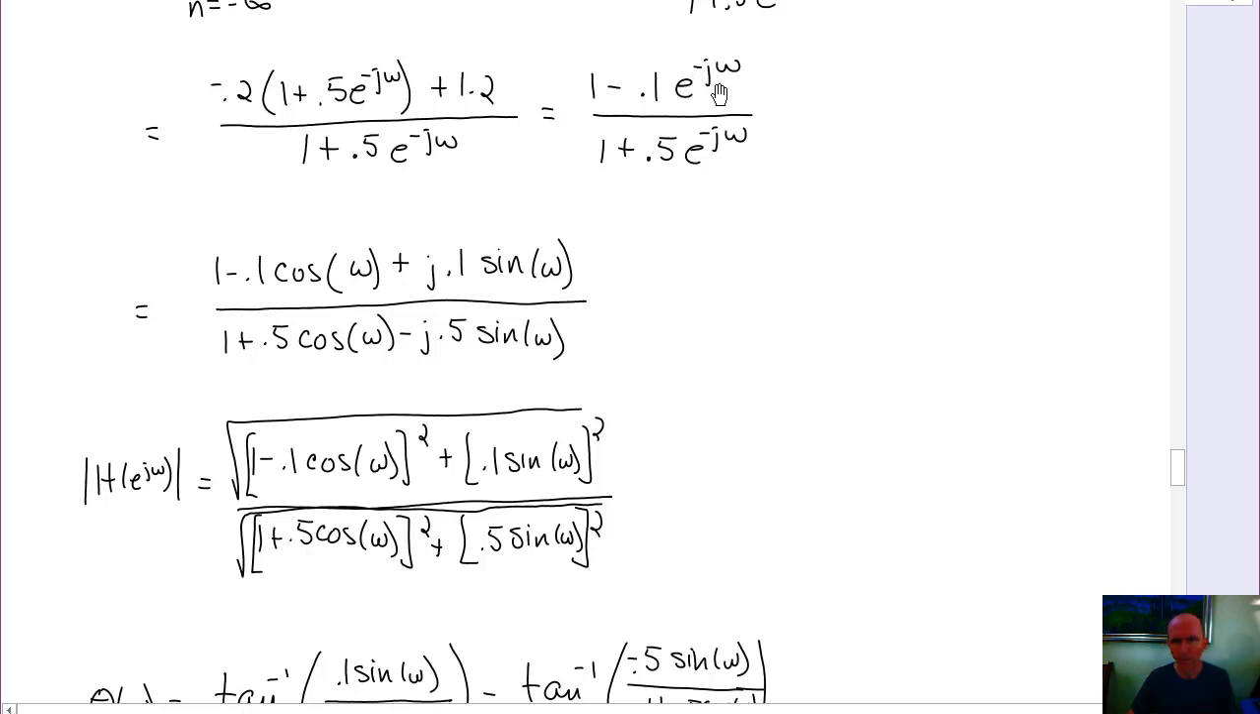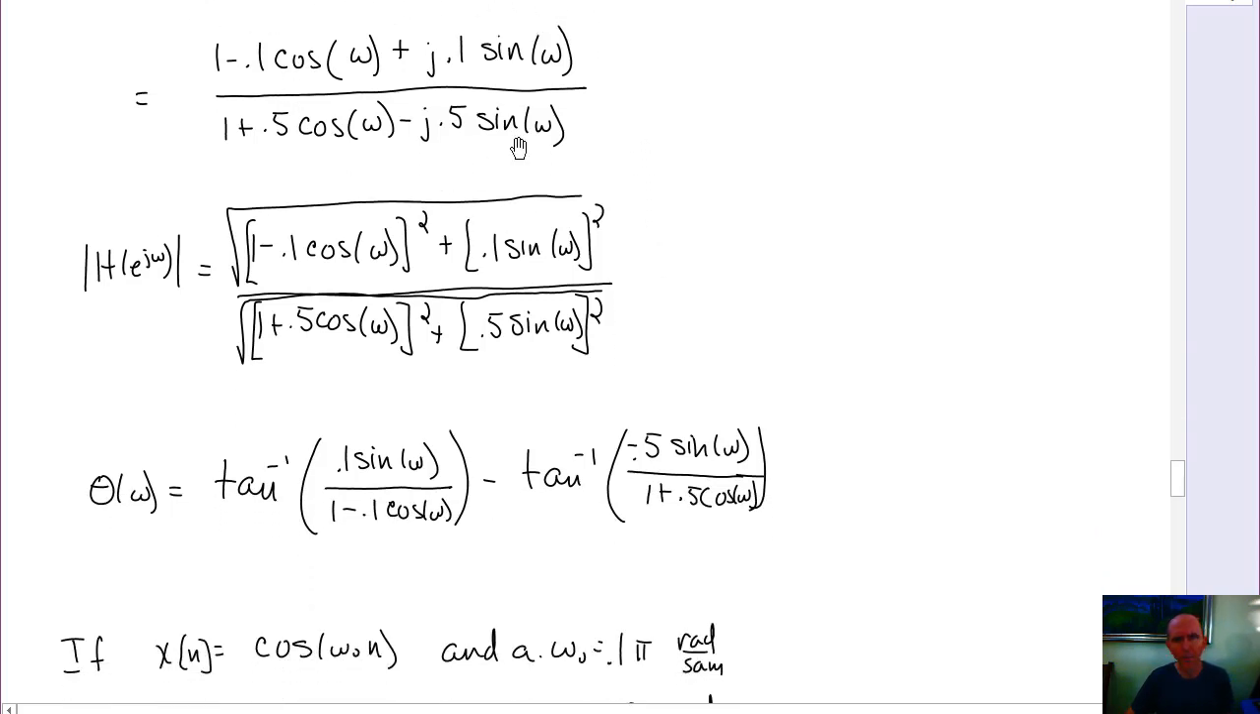This complex exponential can be written as a cosine and sine. So this can be 0.1 cosine plus j 0.1 sine. The same thing for the denominator, writing it as cosine and sine, we get this. Where this is our real term, this is our imaginary term. The same thing for the denominator. And I'm doing that so we can get the magnitude and the phase relatively easy.